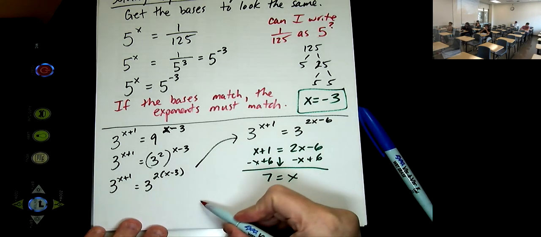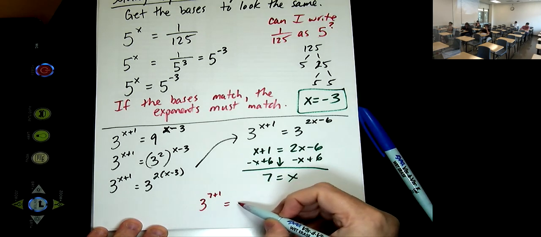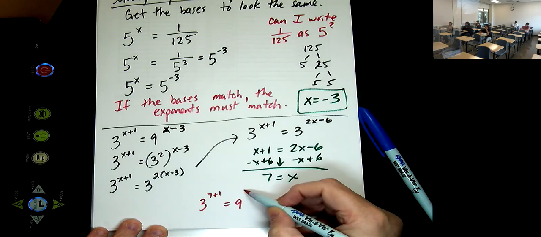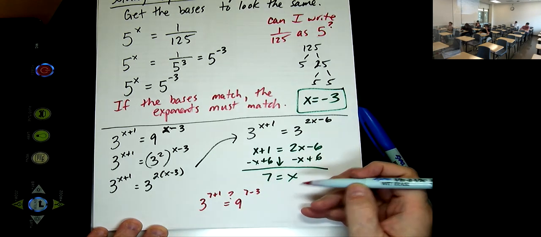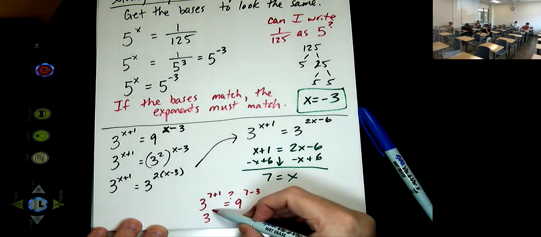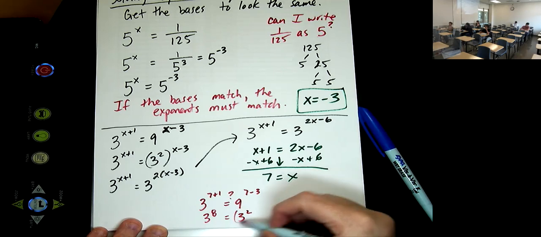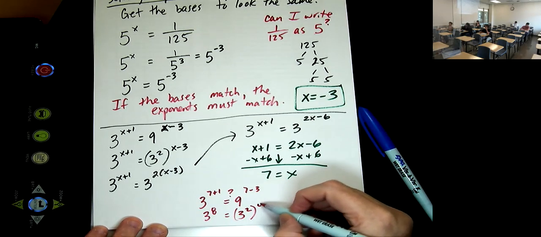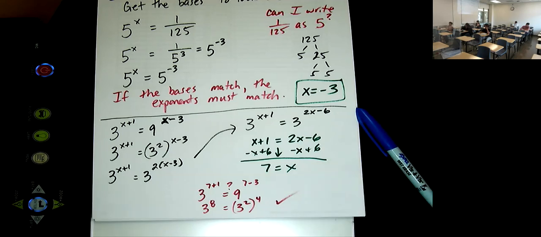If I have 3 to the 7 plus 1, is that the same thing as 9 to the 7 minus 3? Well, this is 3 to the 8. And this is 3 squared to the 4. So yeah, that does work. So x equals 7 works.